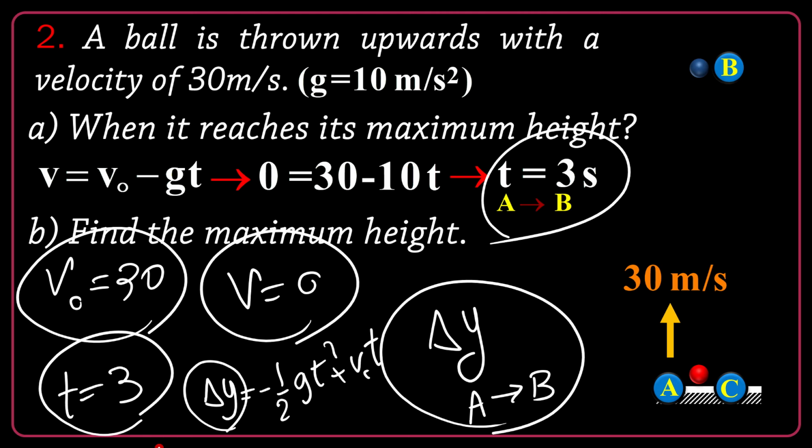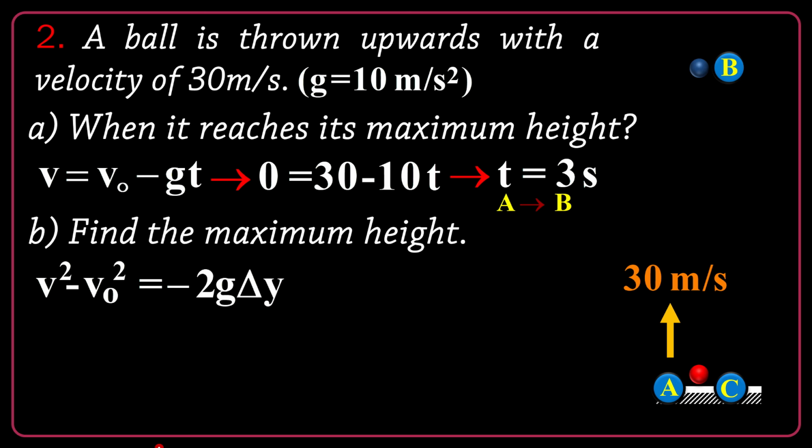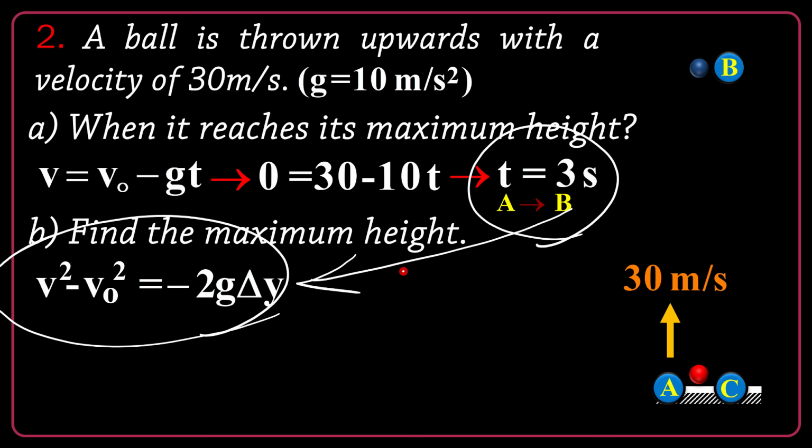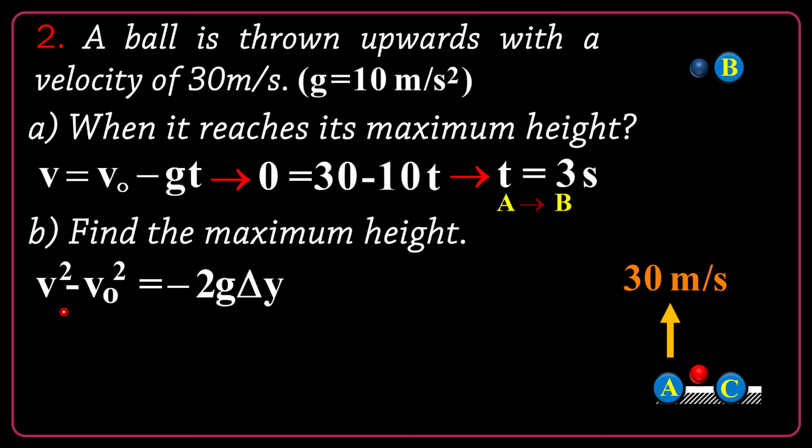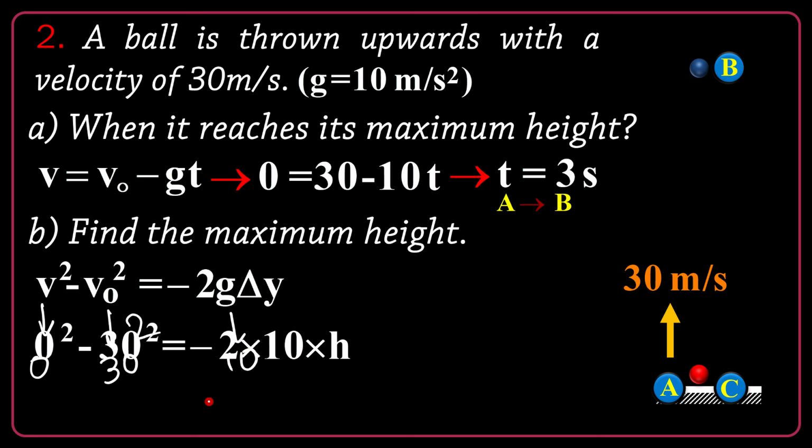The other approach, which seems to be a little bit easier, is using the time-independent equation. The reason is that there is no t here. And if we have made any mistake in finding t, it won't affect the next solution. So I prefer to use this one. Final velocity is the velocity at point B. It will be 0. Initial velocity is 30, so it's raised to the power of 2. It will be 900. g is 10 here. Let's plug in the values.